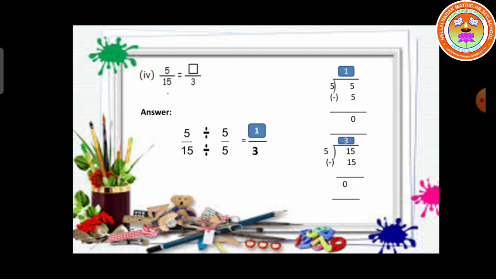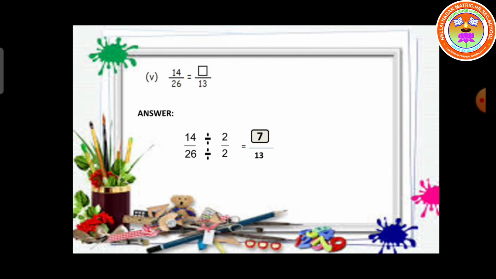See in the right hand side, I did the division part. Yes, 5 1s are 5, 5 minus 5 is 0, 5 3s are 15, 15 minus 15 is 0. Is it clear, students? Next problem.